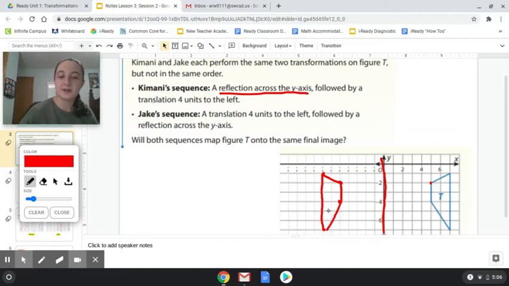So that would be the very first T, in other words, T prime, after it's been transformed one time.